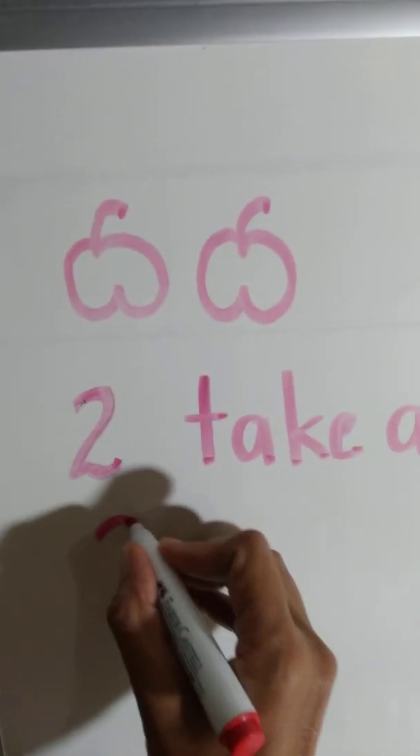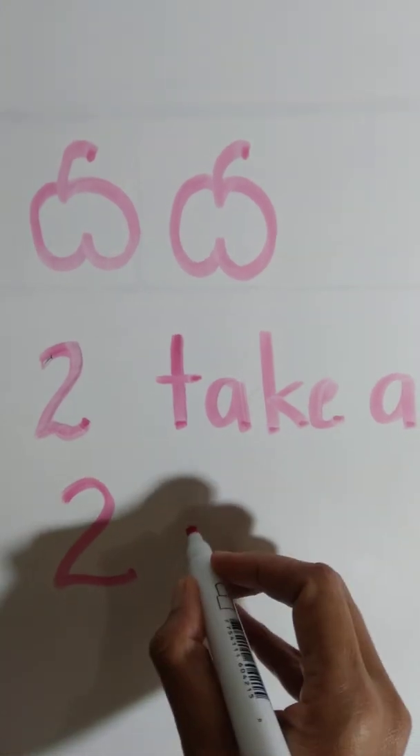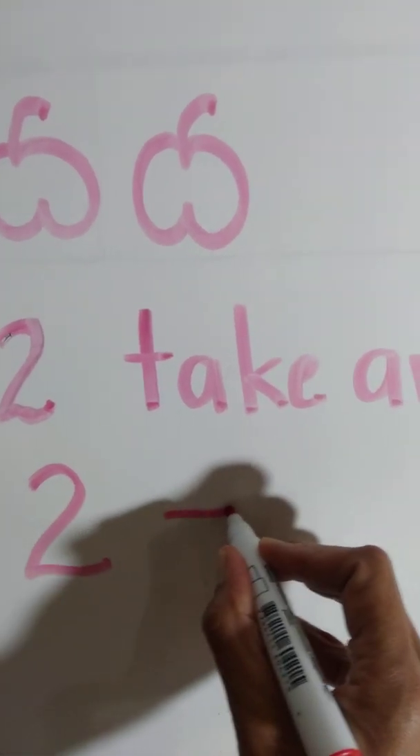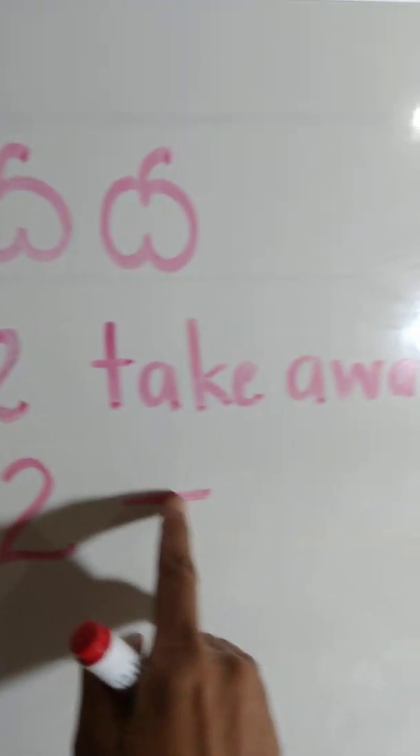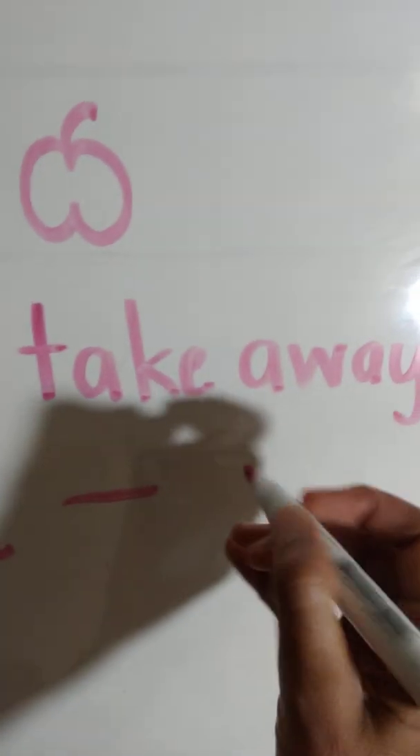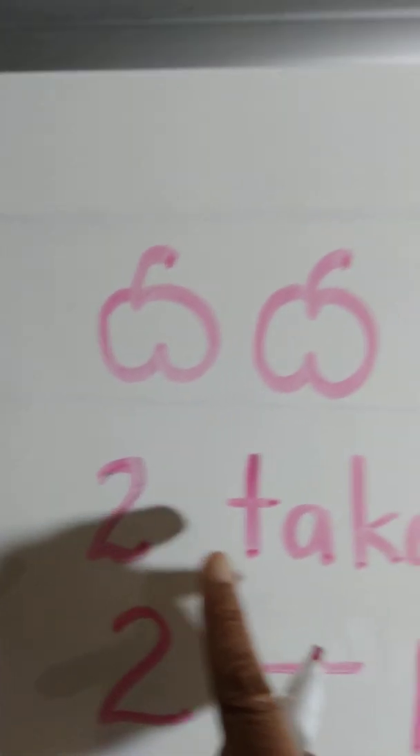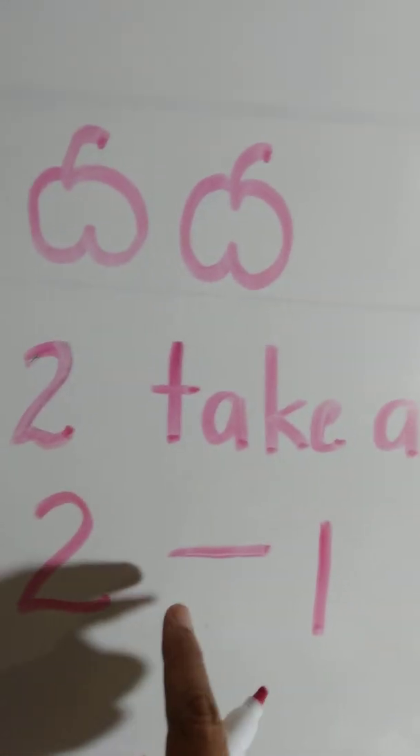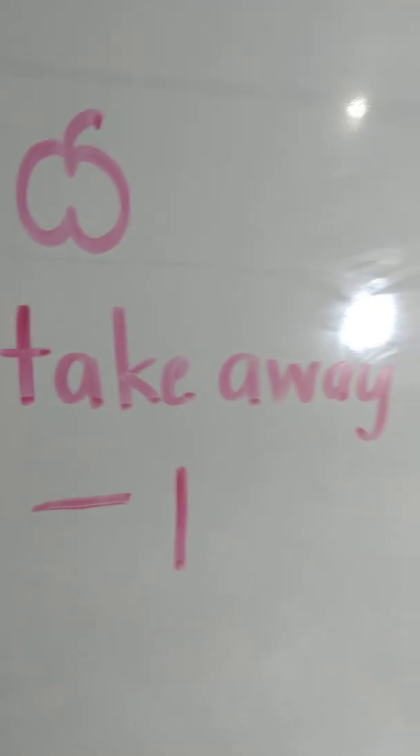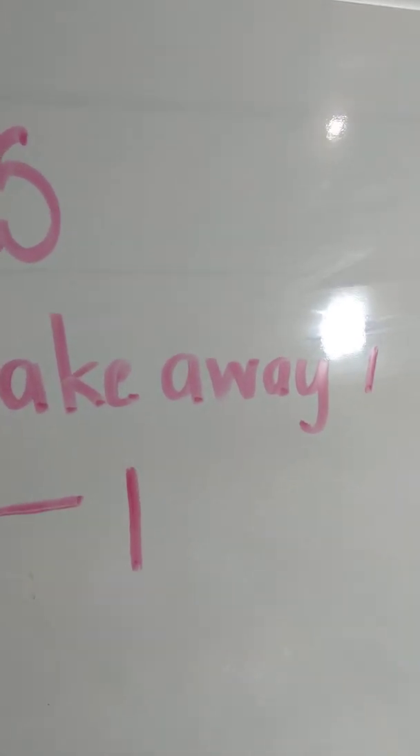It tells you that you have to take away, right? So I could write it like this: 2, this little sign, like a dash going across. Anytime you see this with numbers, it means that you have to take away. 2 take away 1, or I can write a dash for take away, right? 2 take away 1, and there is another symbol that we can use.